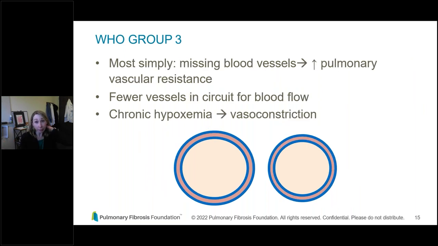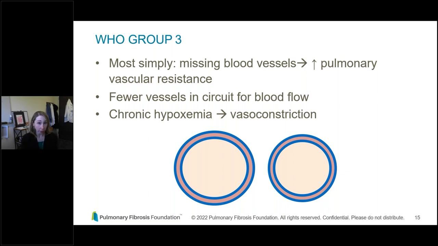In group three, which is what we're most often looking at in interstitial lung disease and pulmonary fibrosis, I think the easiest way to think about this is you're missing blood vessels. So there's scarring in the lungs or inflammation, and so we lose some of the blood vessels that are sort of in the circuit. And when there are fewer vessels in the circuit, the pressure across each one is going to be higher.